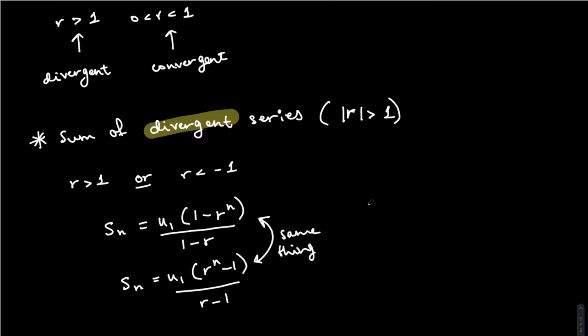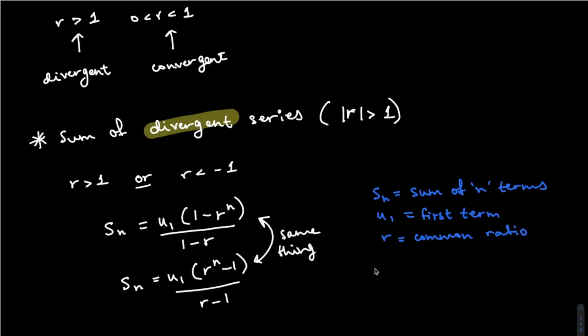So we have S of n, which is the sum of n terms, right? That's the first part. Then we have our u1, which is the first term. Then we have r, which is the common ratio. And we have n, which is the number of terms.